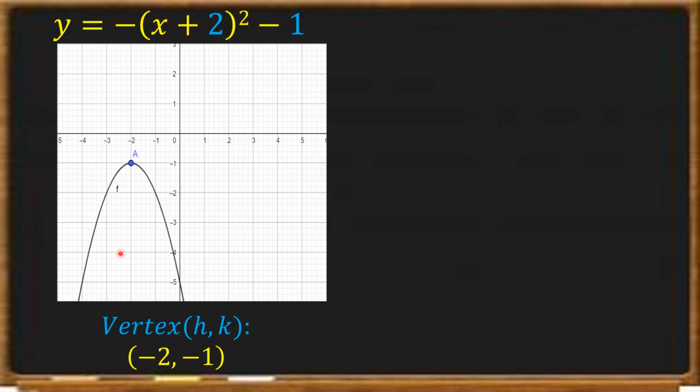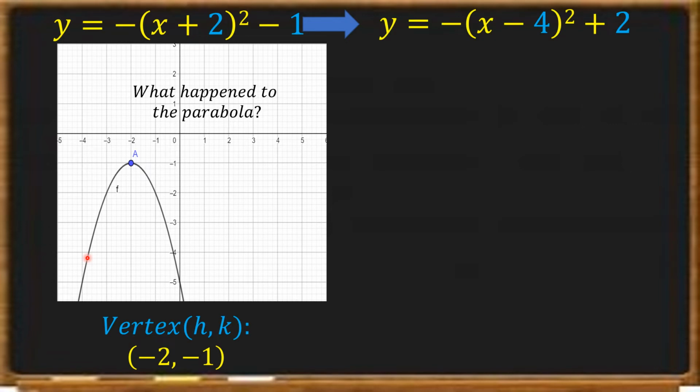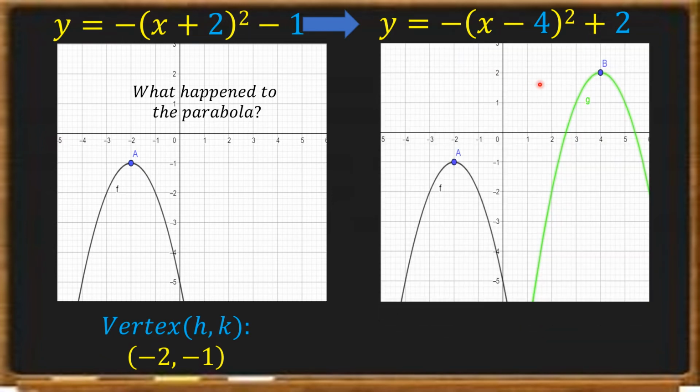So what will happen to this parabola if we change this vertex form into this? So your h becomes 4, your k becomes 2. So it is now y is equal to negative quantity x minus 4 squared plus 2. So let's graph first. So the vertex is this one, 4, comma 2. So this is your vertex. So this green parabola, this is the graph of y is equal to negative quantity x minus 4 squared plus 2. So our vertex is 4, comma 2.